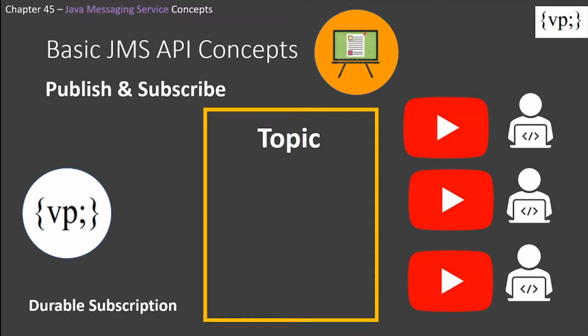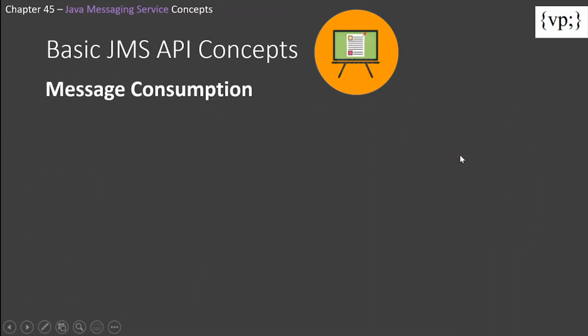This makes it so you don't have to be on YouTube 24/7. So the takeaway from here is that in the publish and subscribe model, each message can have multiple consumers. So let's take a look into the consumption of these messages.